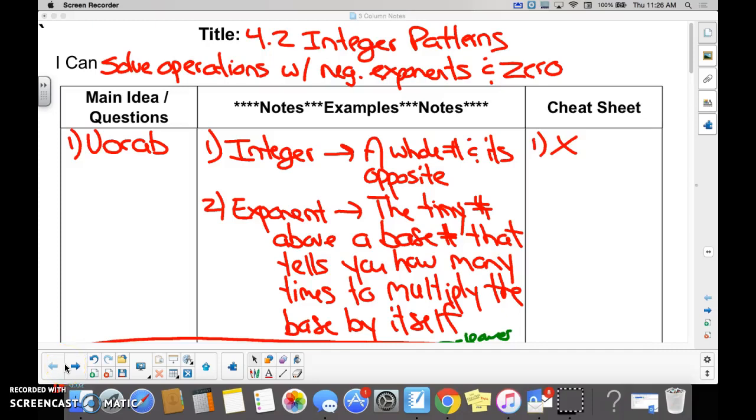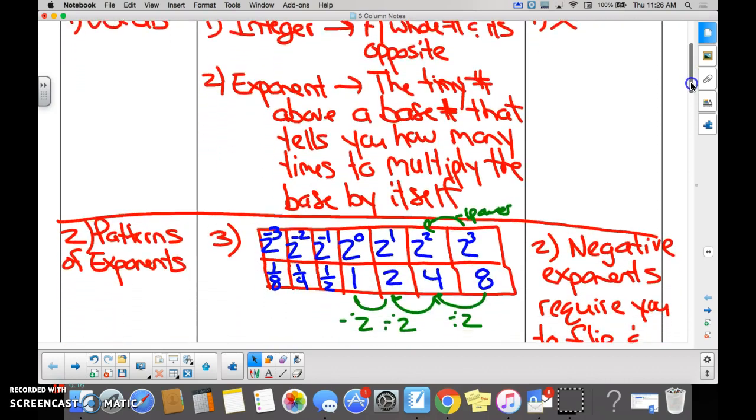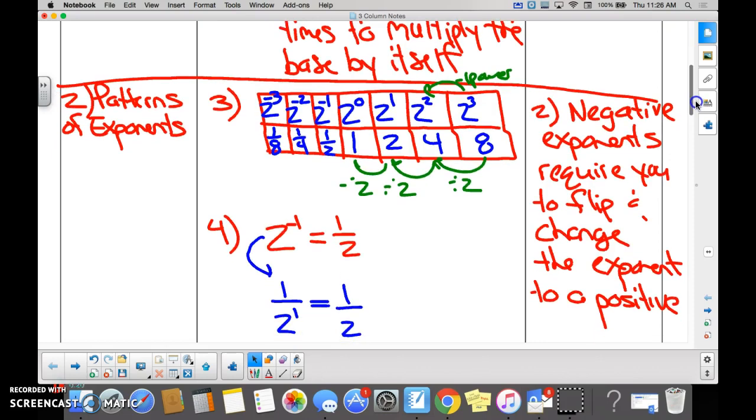4-2 integer patterns. I can solve operations with negative exponents and 0. All right, so we are now capable of solving operations with negative exponents and 0, yes or no? Yes. Integer and exponent would just be a review. We didn't even do a cheat sheet because those are words that we should be well aware of.